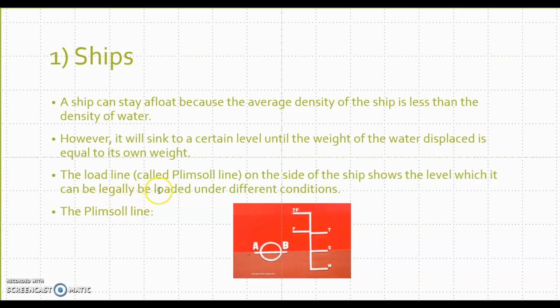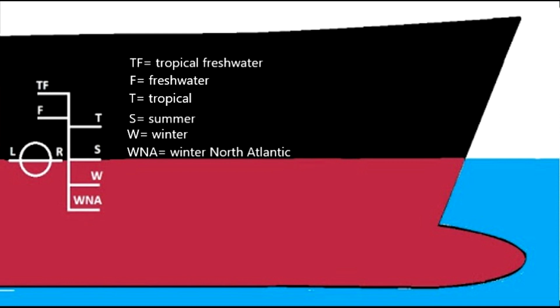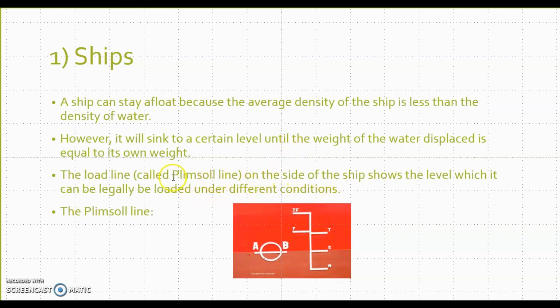And also, ships are marked with the plimsoll line for safety purposes. The plimsoll line on the side of the ship shows the level to which it can legally be loaded under different conditions. So here is the plimsoll line. The F stands for fresh, TF stands for tropical fresh, T stands for tropical, S stands for summer, and W stands for winter. So the plimsoll line will determine which load is suitable for the ship, depending on the different conditions.